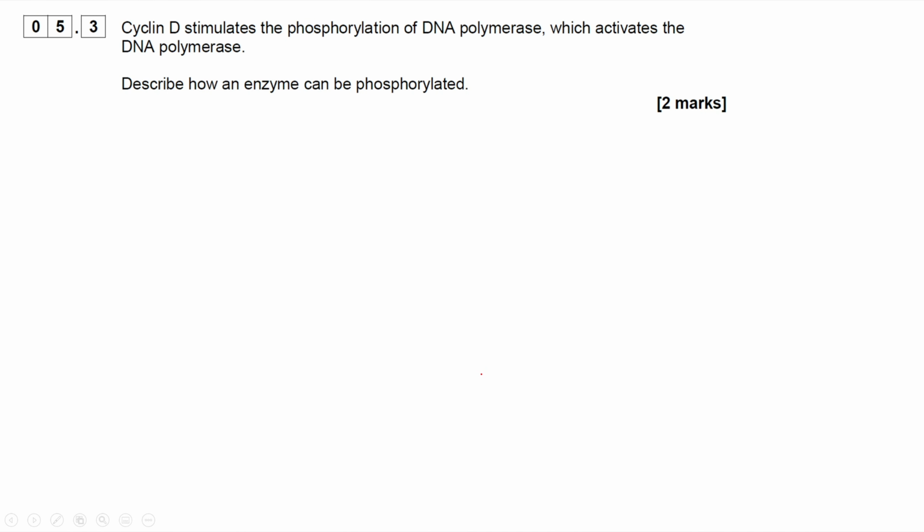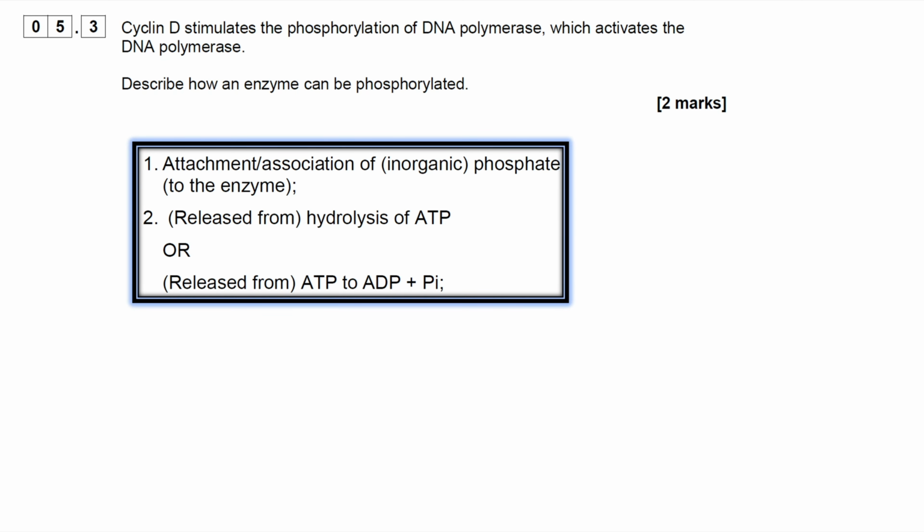The next part of this question is cyclin D stimulates the phosphorylation of DNA polymerase, which activates the DNA polymerase. Describe how an enzyme can be phosphorylated. Just a simple straightforward question for 2 marks. So it's just asking you how an enzyme can be phosphorylated. An enzyme can be phosphorylated by the addition of the phosphate group. So your answer should be number 1, attachment or association of inorganic phosphate to the enzyme, and number 2, released from hydrolysis of ATP or released from ATP to ADP and inorganic phosphate.